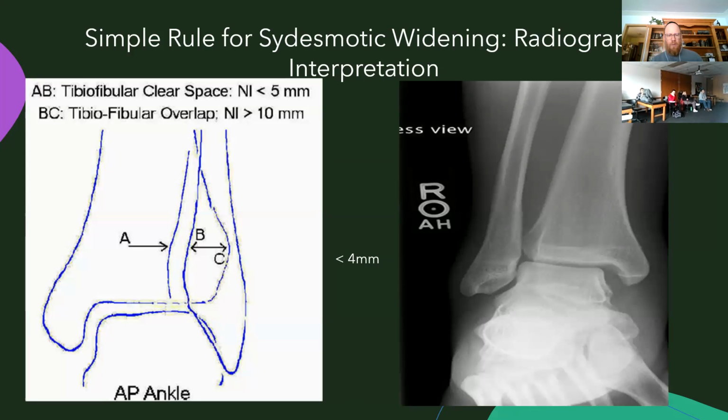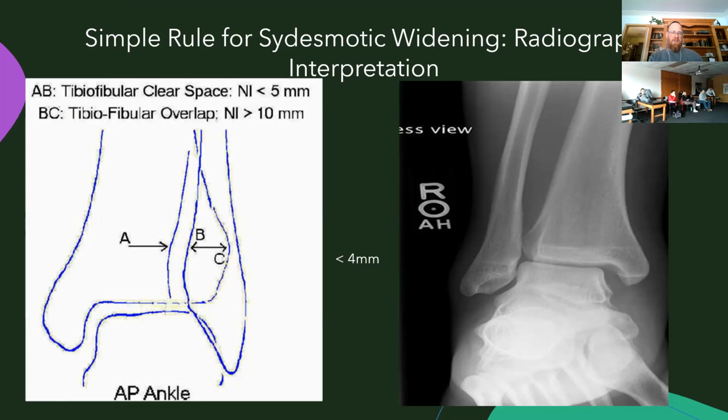If you take a look at the picture on the left, anytime you look at a normal ankle X-ray, you're going to have a couple of things that you need to look at, particularly at the tibia and the fibula. First and foremost, a patient should have a tibiofibular clear space, which essentially is the gap or the black line between the bones. That should always be less than 5 millimeters.